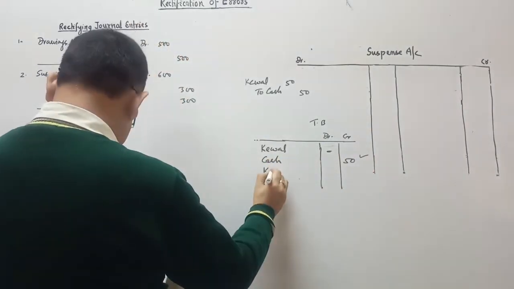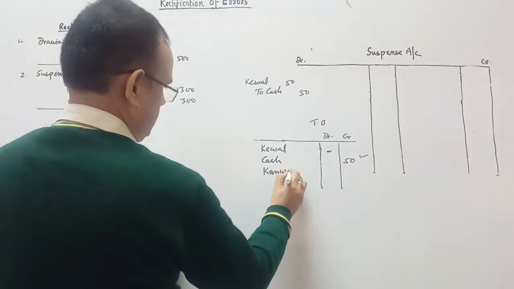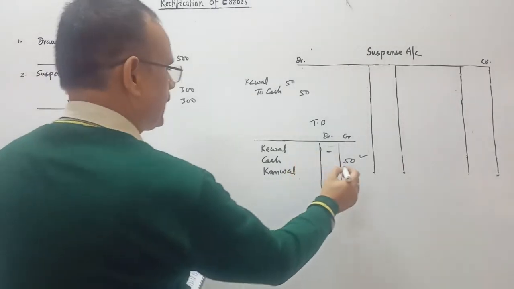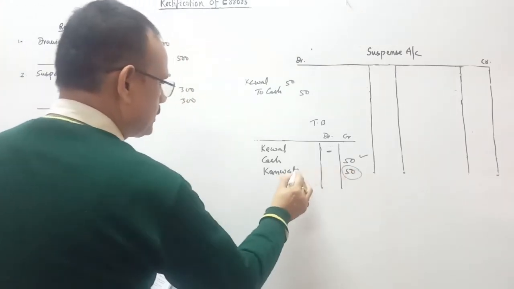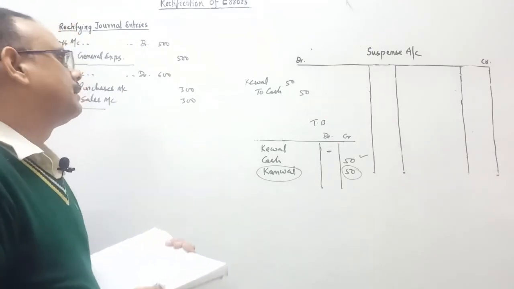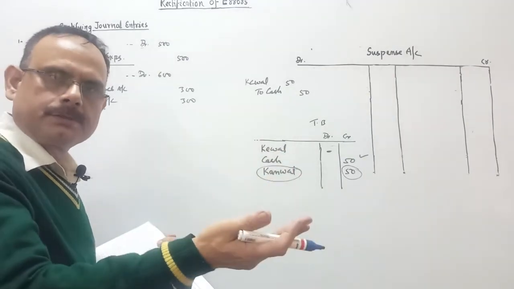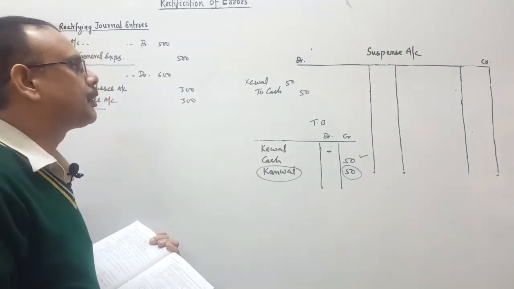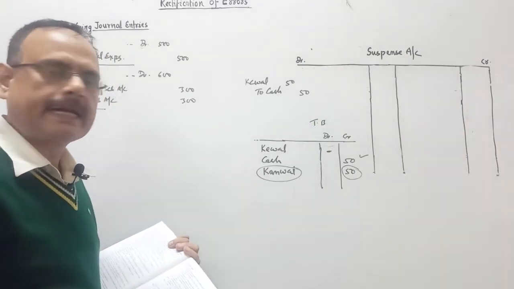We have posted in whose ledger? Kanwal. Which side? Credit side. Posted to the credit side, Kanwal account credit side. This is wrong. Here the mistake is what? Error of commission. We have posted in the wrong account, as well as in the wrong side. Instead of debit, we have posted in the credit side.